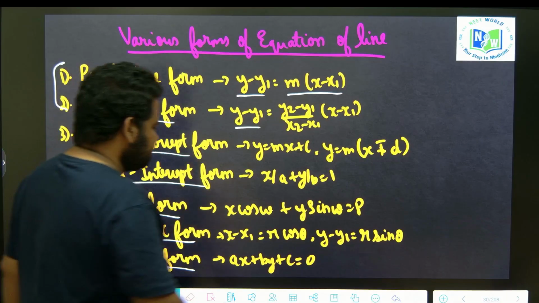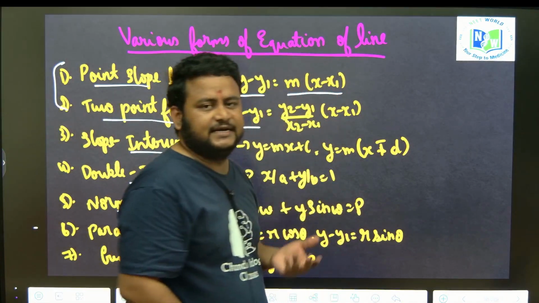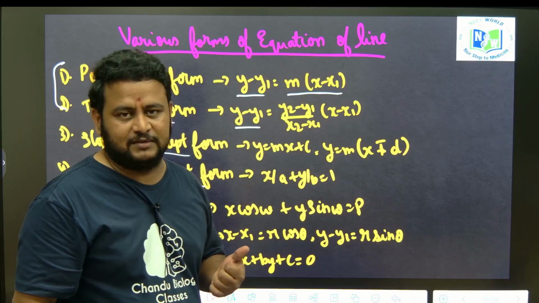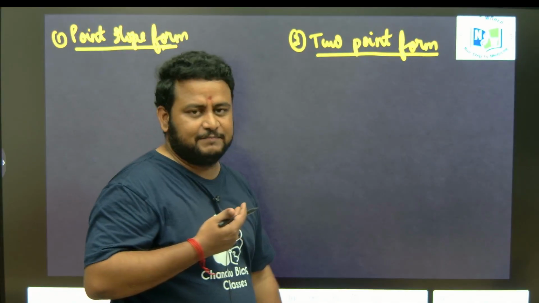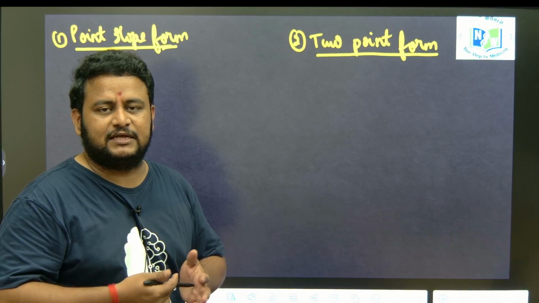So let us discuss each of them in detail and also solve questions based on each of them. Right? Let us start. Point slope form and 2 point form, I told they are very fundamental and useful in deriving all the other forms.